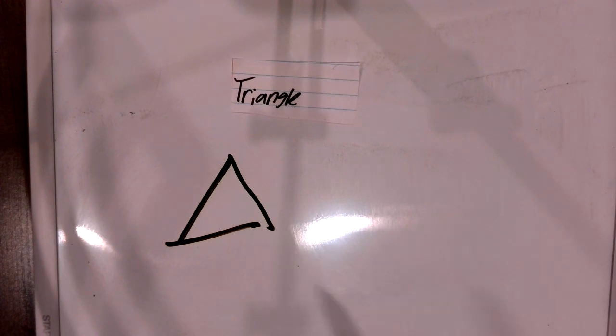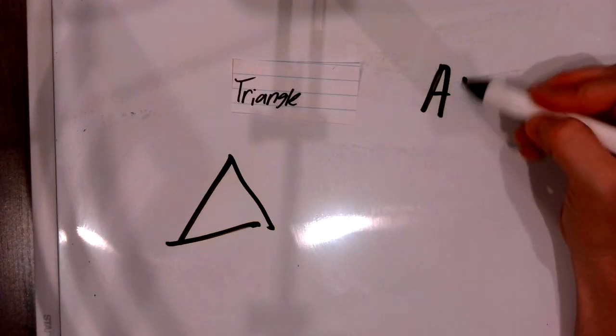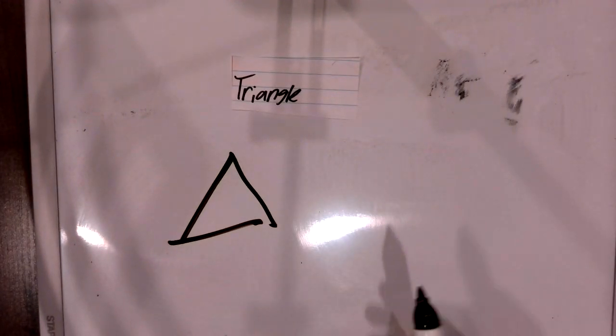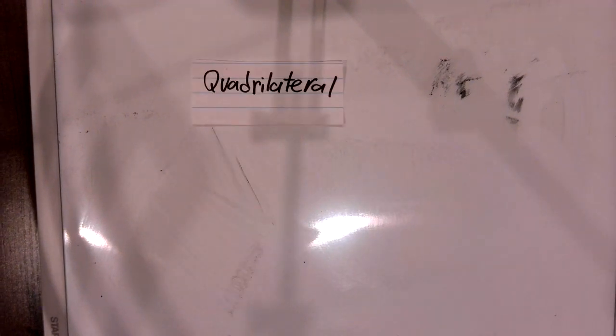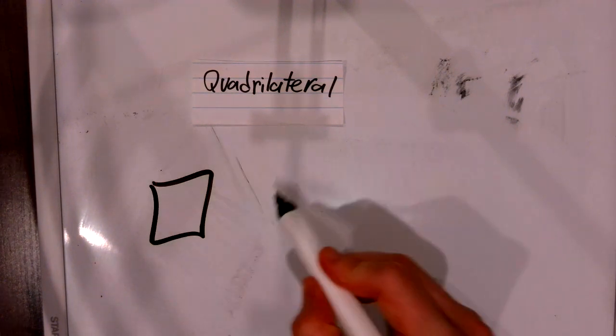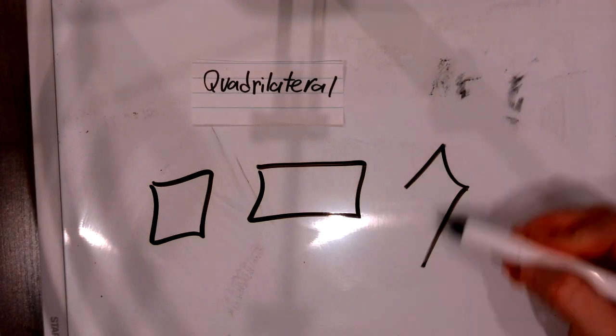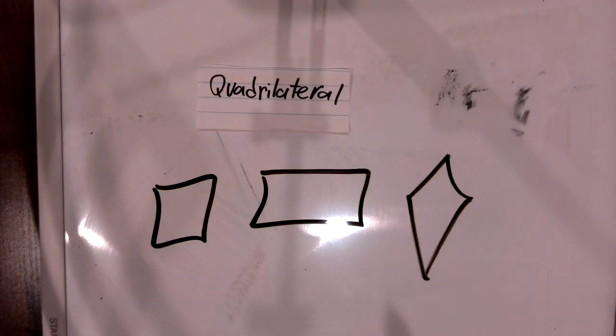Let's get more specific now. If a shape has three sides, it is a triangle. Now, it is still a polygon because it still has at least three. Because it still has at least three, it is a polygon and a triangle. But a triangle has strictly only three sides. A quadrilateral is any shape that has exactly four sides. So it can be a square, a rectangle, a kite. As long as it has four sides, it is a quadrilateral, but it is also a polygon.